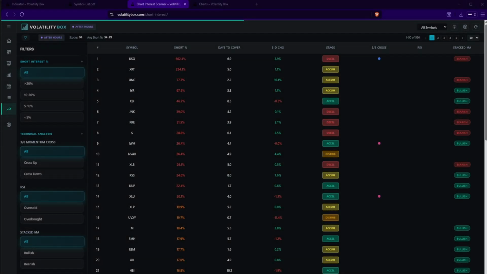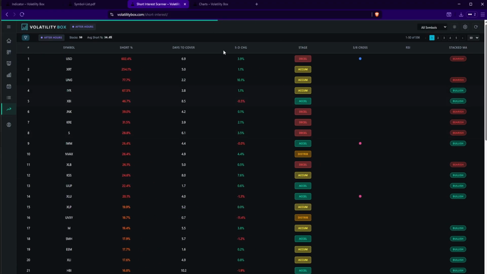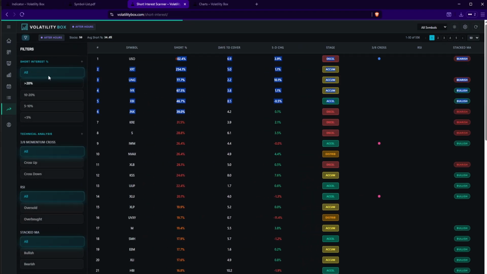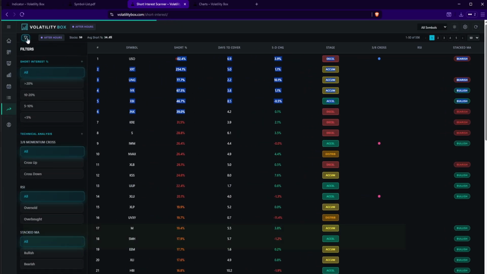In this video, I'm going to show you how to use our short interest scanner. This is a powerful scanner that allows you to very easily find some neat short interest setups, but it's important that you know how to use it so that you can avoid some of the false signals.